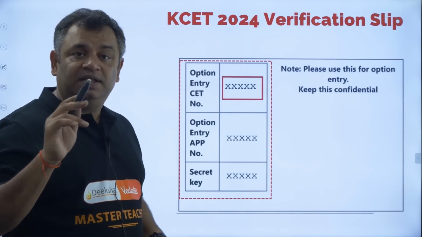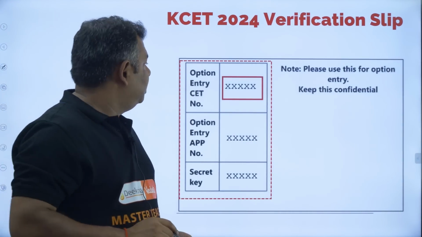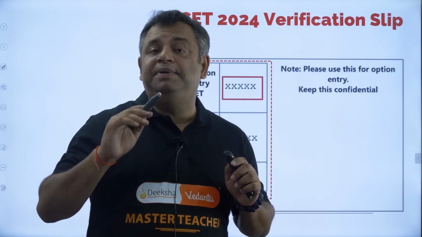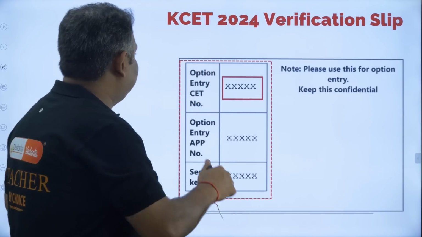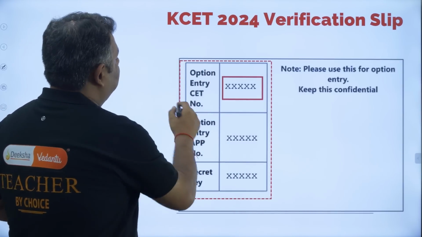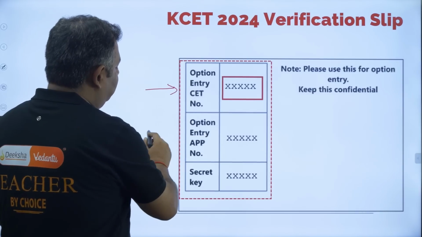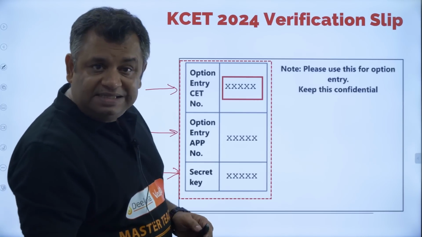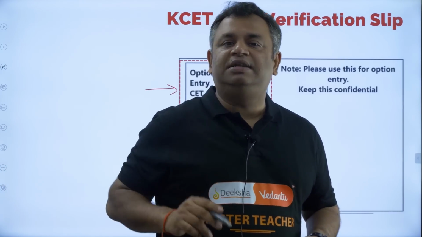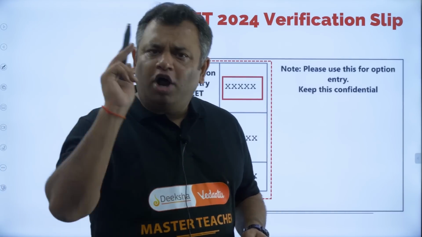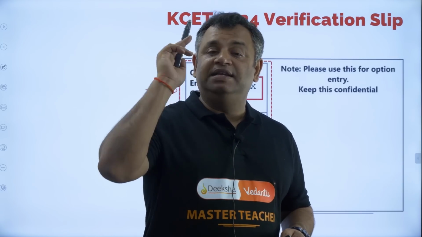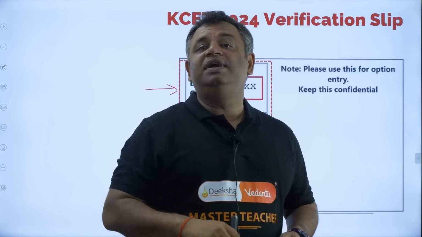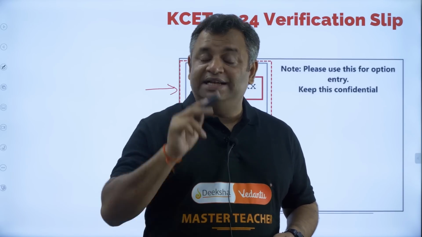Before we actually click on this link, a very important thing, like the preparation I said. Have you downloaded the verification slip? If you have downloaded the verification slip, please make sure that you have the following details written on a piece of paper: the option entry CET number, the option entry application number, and the secret key code. It is a secret key code. Do not tell it to anybody. In case you have not downloaded the verification slip, it is very important for you to download it. How to download it? There is a video given in the link. Please download that. It's important.